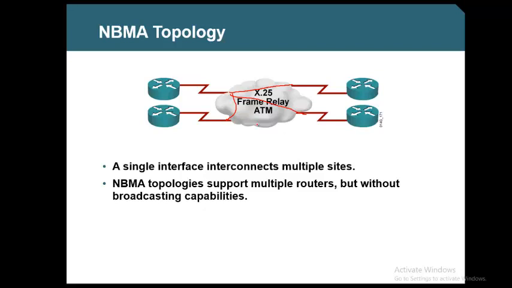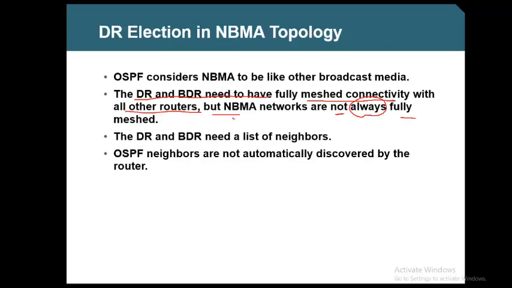So you will not spend more money now to have another tunnel between this and this, this and this, and you won't spend that money because it's costly. That is why they are saying not always full mesh. NBMA networks are not always full mesh. So there is no need for DR-BDR election in that case if you don't have full mesh.